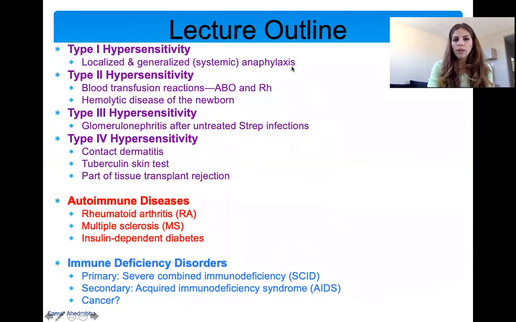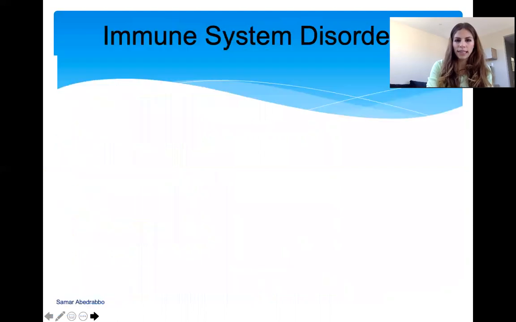So the lecture outline: we're going to talk about something called hypersensitivity, and we're going to talk about 4 hypersensitivity reactions. We're going to talk about autoimmune diseases overall and focus on 3 autoimmune diseases. And then we're going to end the lecture and talk about immune deficiency disorders, so what happens when you're lacking an immune system. We will start with hypersensitivity.